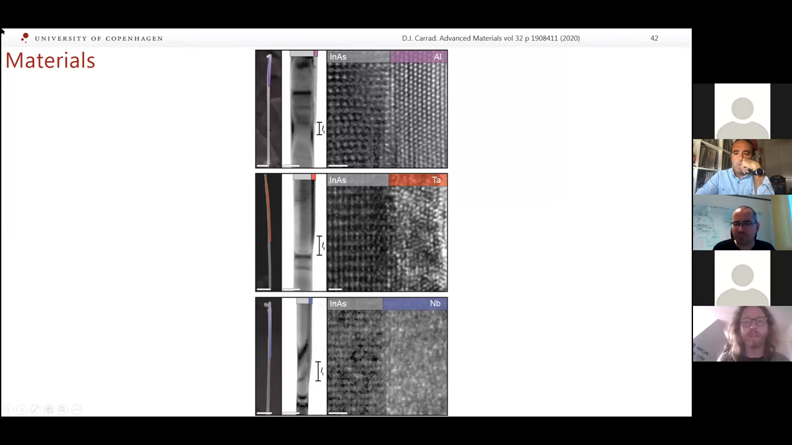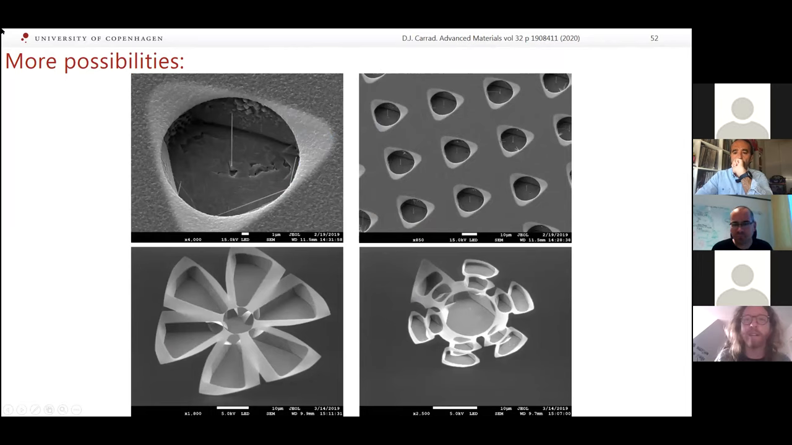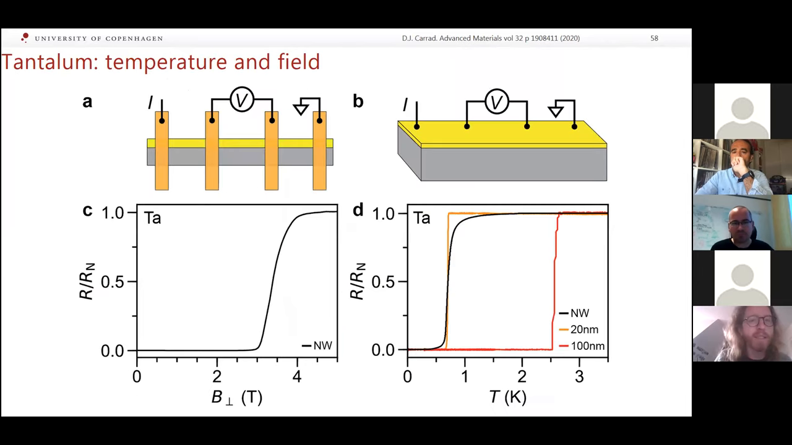So I do have a slide somewhere here showing that, I think it's this. Yeah, so for bulk tantalum to 100 nanometers thick, the critical temperature was 2.5 Kelvin. Tantalum 20 nanometers thick, the critical temperature is actually less than 1 Kelvin. And so same when it was deposited on the nanowire. So that's the main reason.